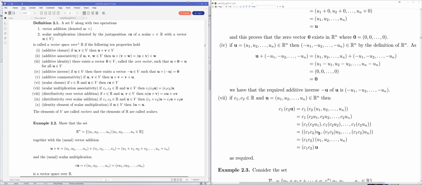You want to notice that this expression is what you would get when you multiply this vector u1, u2 to un by c1c2. So c1c2 times u1 would give you this, c1c2 times u2 would give you this, and so on. And what is this? This is c1c2 times the vector u. So what you just showed, by appropriately multiplying out and changing the grouping of the product, is that if you have a vector and you multiply by c2 first and then multiply by c1, that's the same as multiplying the scalars c1 and c2 first and then multiplying by u.